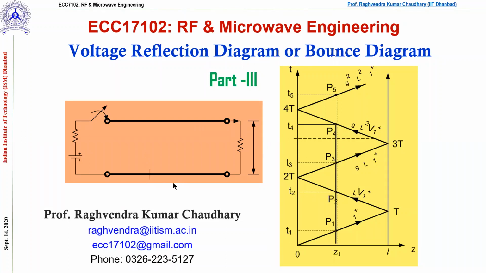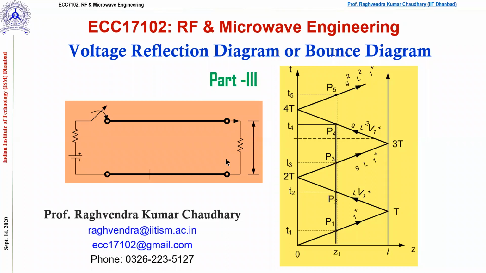Okay, so in the last class we have seen the voltage reflection diagram, the bounce diagram. It was discussed with this circuit, if you remember. The transmission line was terminated with a resistive element, and we observed the transient behavior as well. This is somewhat not practical when we are dealing with microwave frequencies, because at higher frequencies we cannot ignore the capacitance and inductance.